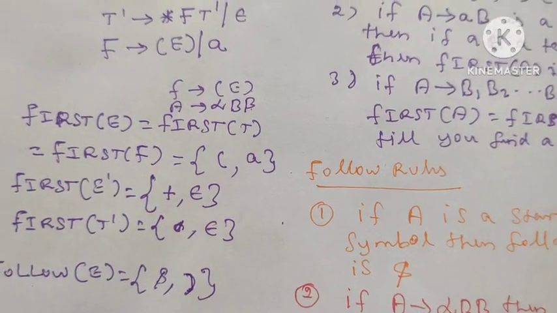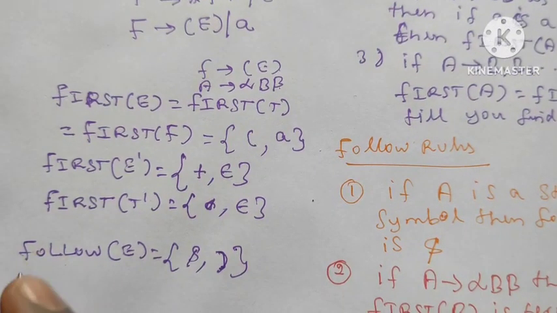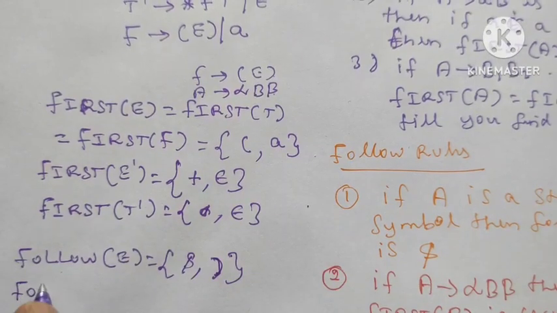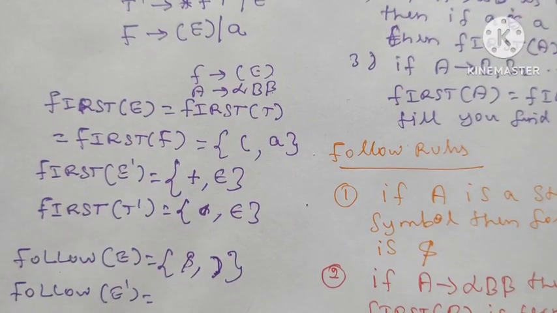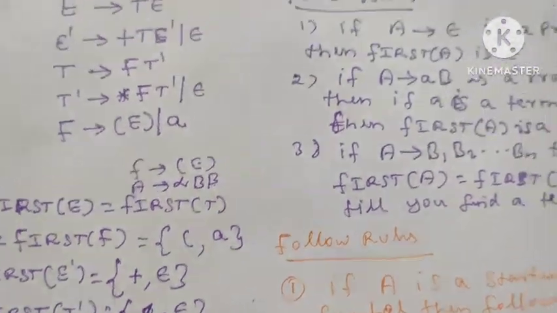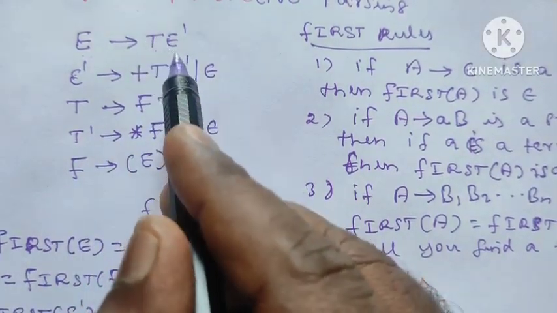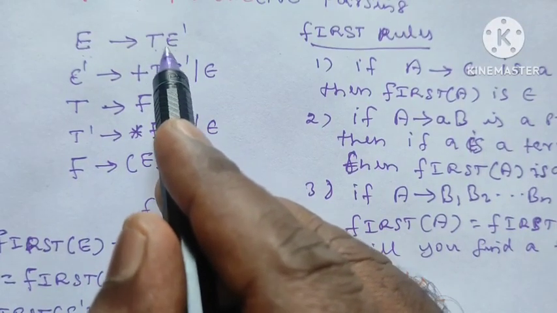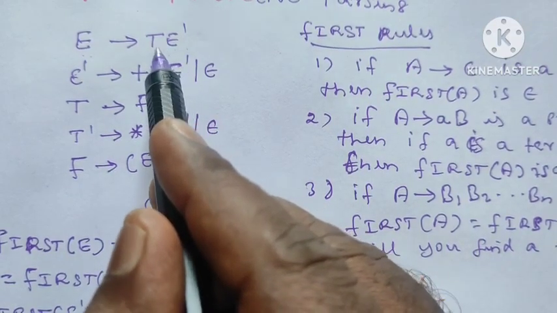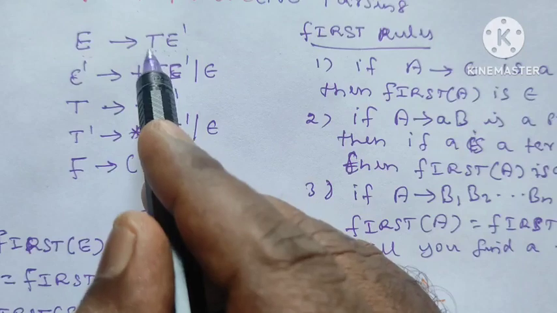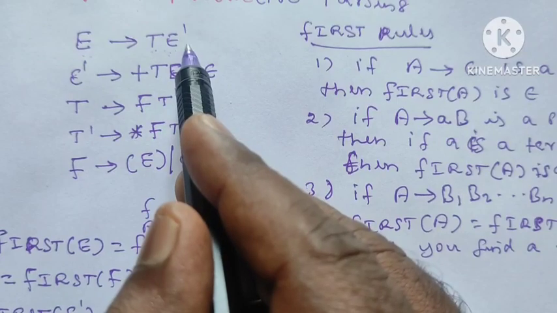Now we have identified the follow for E. Now we will find the follow for E dash. You take a production where E dash is on the right side. I will take this, T E dash. Now to whom do we want to find the follow? I want to find the follow for E dash. So this should be B, and anything after that is called beta, and anything before that is called alpha. So alpha is T, B is actually E dash, and beta is nothing, that means epsilon.